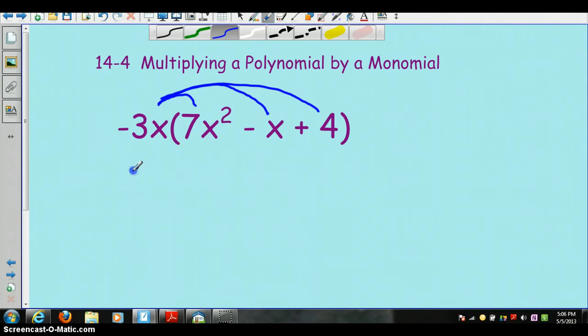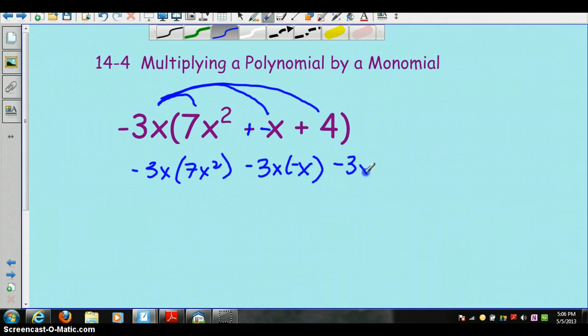When we write this out, I'm going to write this out the long way just to show you what we're multiplying. Then we have another negative 3x times, this is going to be plus a negative, so it is going to be a negative x here. And then a negative 3x times 4.